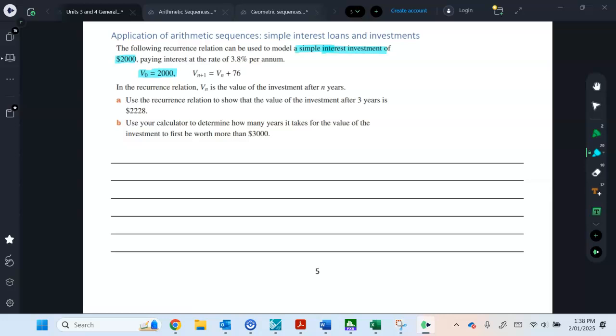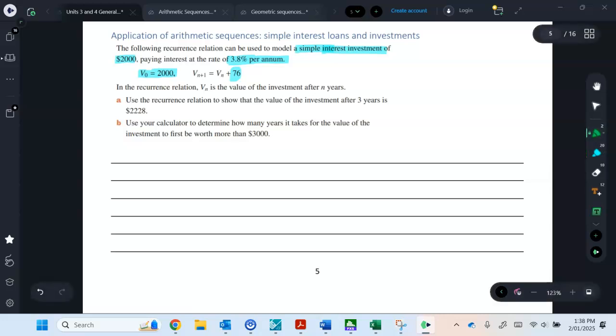And we've got it paying interest at the rate of 3.8% per annum. Now, you're probably thinking, where does this 76 come from? That is our common difference, and without calculating it, I can tell you that it is probably 3.8% of 2,000.